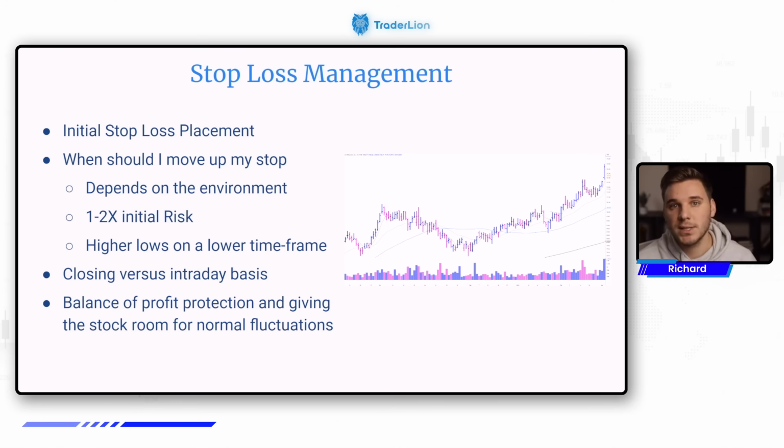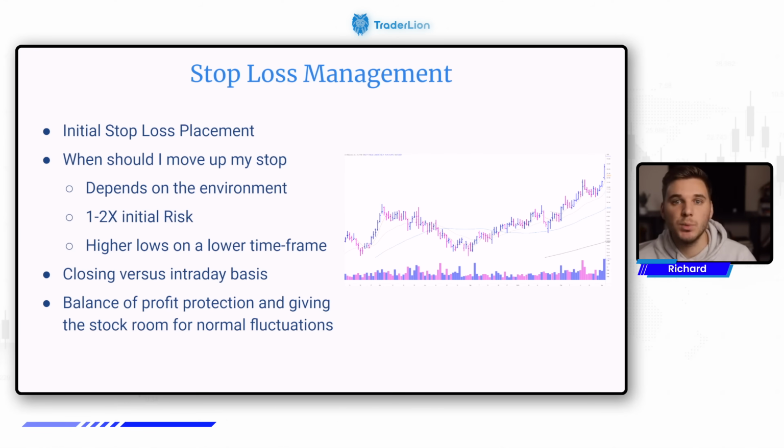However, you basically want to set it at a point where the setup has failed. So that could be the low of the day, the low of the week, the low of 2 days ago, or the low of the higher low. It all depends on what you like to do personally and your risk tolerance as well. Personally, I set it at the low of the day because I'm a little bit more aggressive.